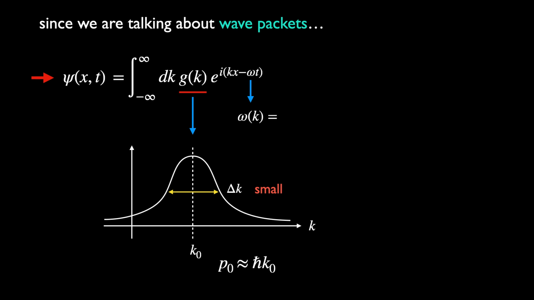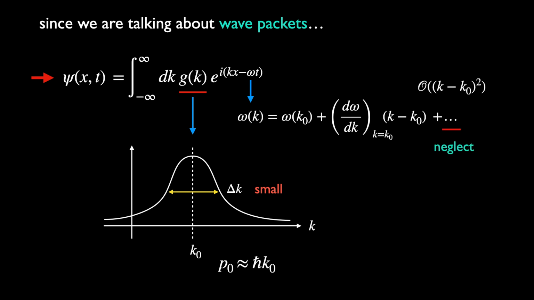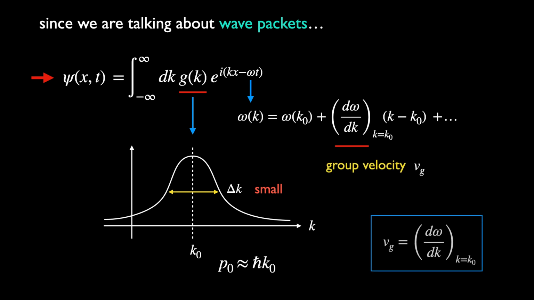If we now expand omega(k) around k equals k0, the higher order terms can be neglected since these are only significant for large deviation from k0, but in this situation, g(k) will be small. So the wave function is mainly built out of the superposition of plane waves with k close to k0. The coefficient of the linear contribution, which is the derivative of omega with respect to k evaluated at k0, is called the group velocity of the wave packet. As we shall see, this group velocity corresponds to the average velocity of the wave packet.